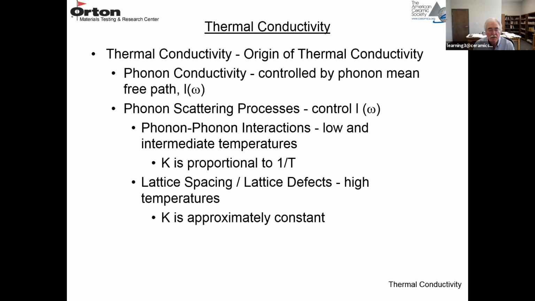At low and intermediate temperatures, the most important processes are the phonon interactions. And in that temperature range, K decreases according to 1 over the temperature. So as the temperature increases, K decreases in that 1/T relationship. The lattice spacing and lattice defects are what cause the phonon scattering at high temperatures. The lattice spacing and defects are uniform in a crystal lattice. So now K becomes constant at high temperatures. Most dense refractories start with a certain thermal conductivity at room temperature, they decrease as 1/T, and then they tend to level off at high temperatures and become constant.